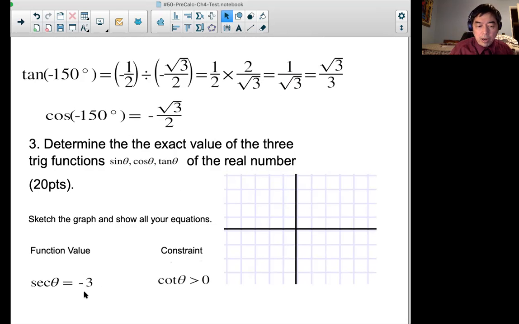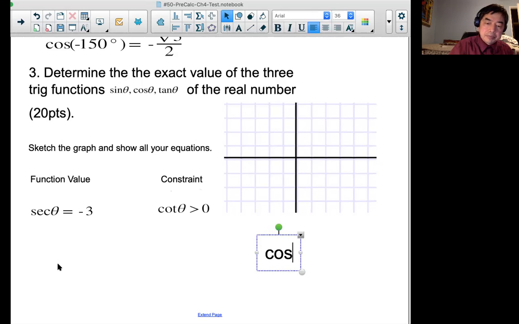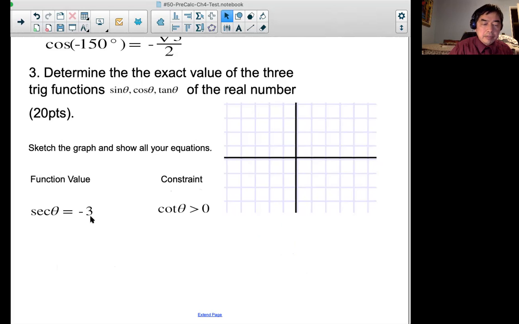All right, what kind of condition is secant? First of all, you have to remember the magic word SOHCAHTOA. Secant is the reciprocal of cosine. So think about cosine theta. Cosine theta must be the reciprocal of this.